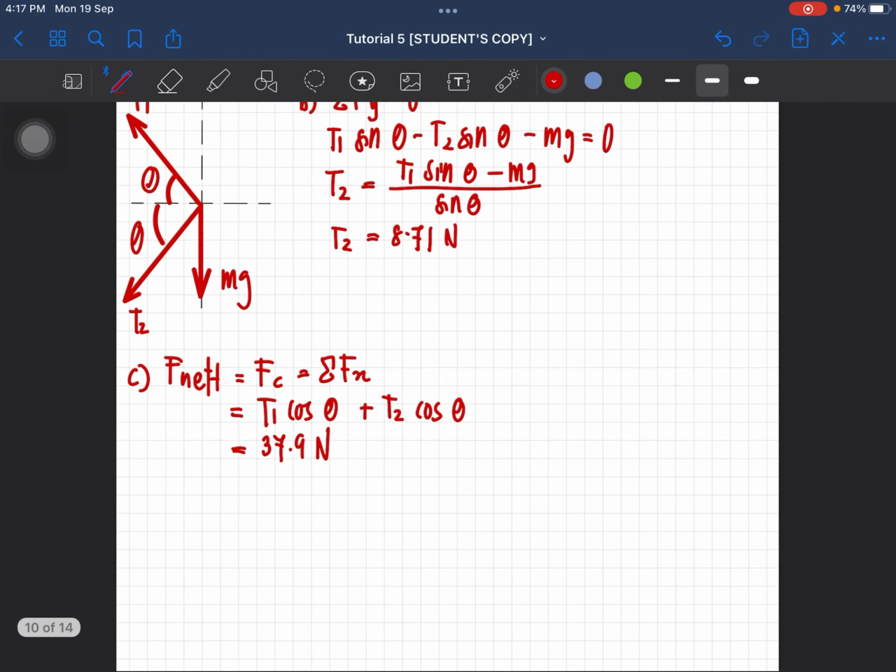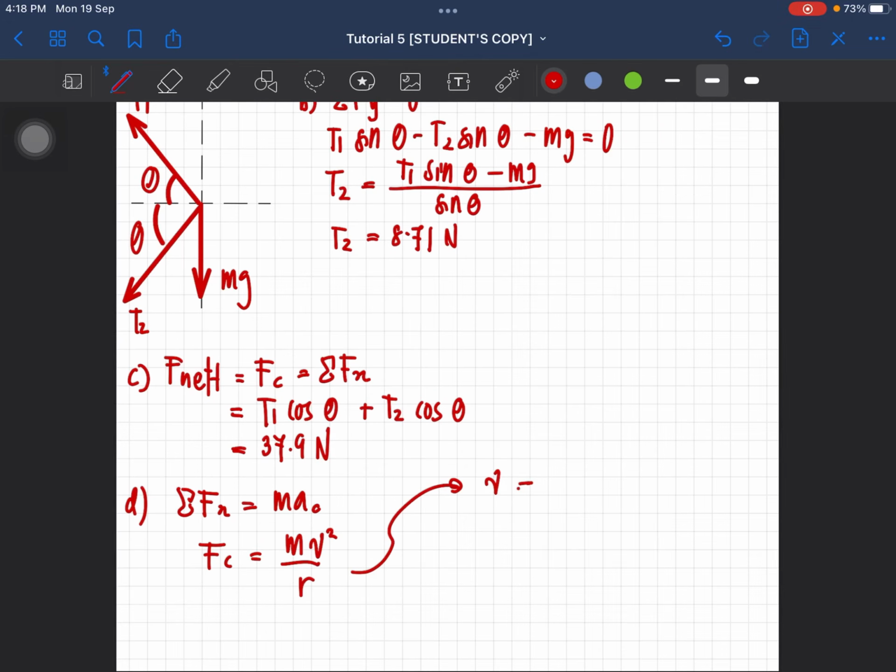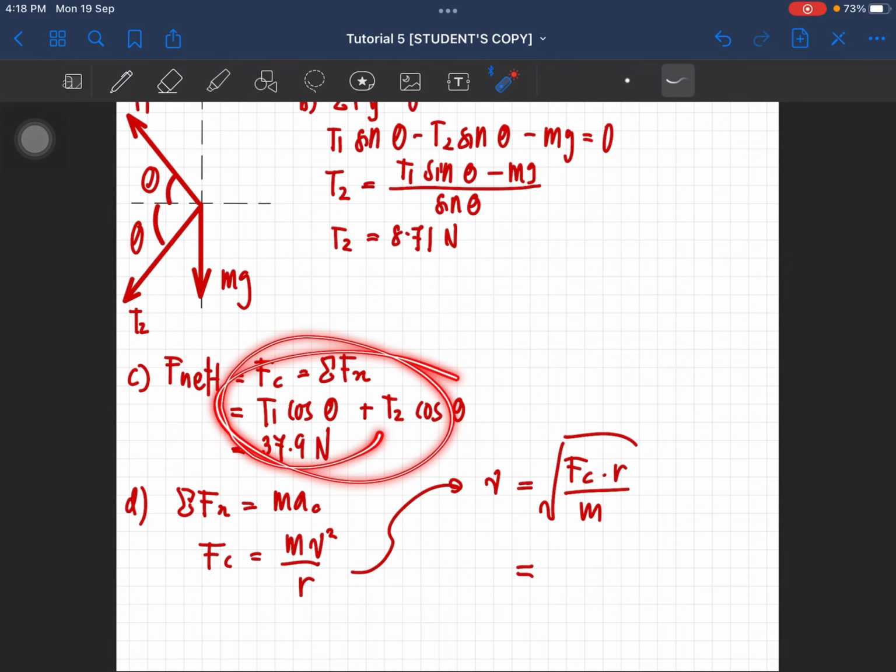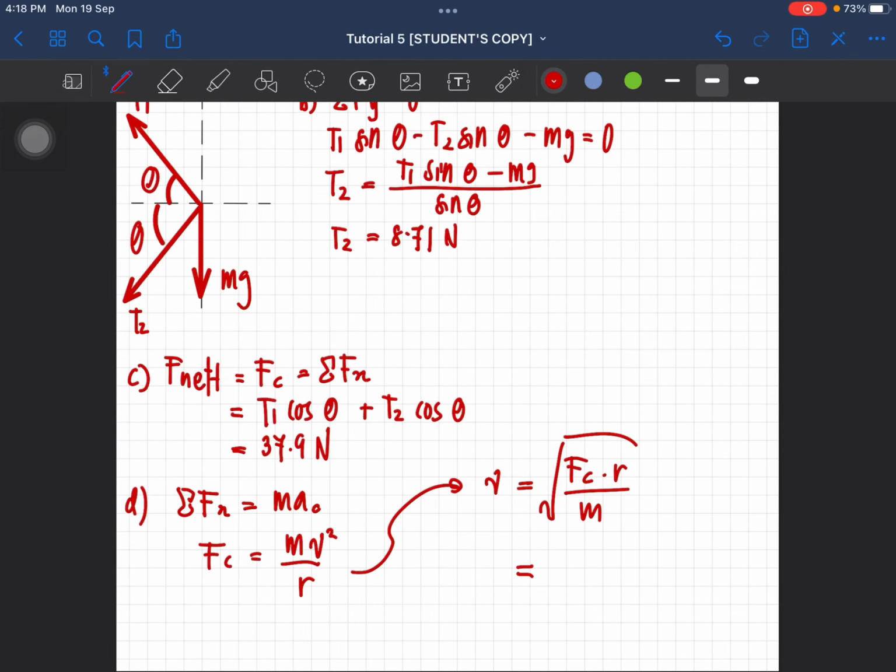Okay, next, this last question is the speed of the ball. So for the speed of the ball you can use total force in x equal to m a c. Okay, so that is FC equal to mv squared over R. So from here V is equal to square root of FC R over m. Okay, so what is FC? It is 37.9 that we already calculated here earlier. So you substitute, you will get 6.45 meters per second as the answer.